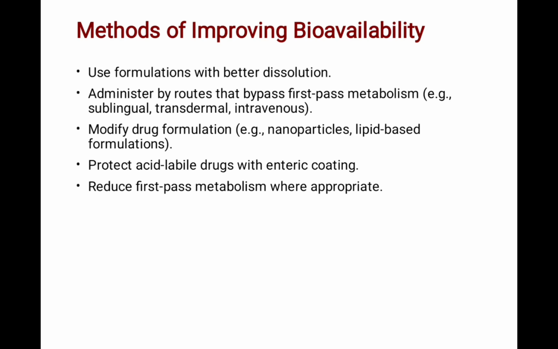Methods of improving bioavailability: use formulations with better dissolution. Use routes that bypass first pass metabolism, like sublingual, transdermal, and intravenous. You modify the drug formulation, for example, you give nanoparticles or liquid-based formulations to increase bioavailability. To protect acid-labile drugs, use enteric coating. For drugs that are liable to destruction by gastric acid, you give them an enteric coating. You reduce first pass metabolism where appropriate.